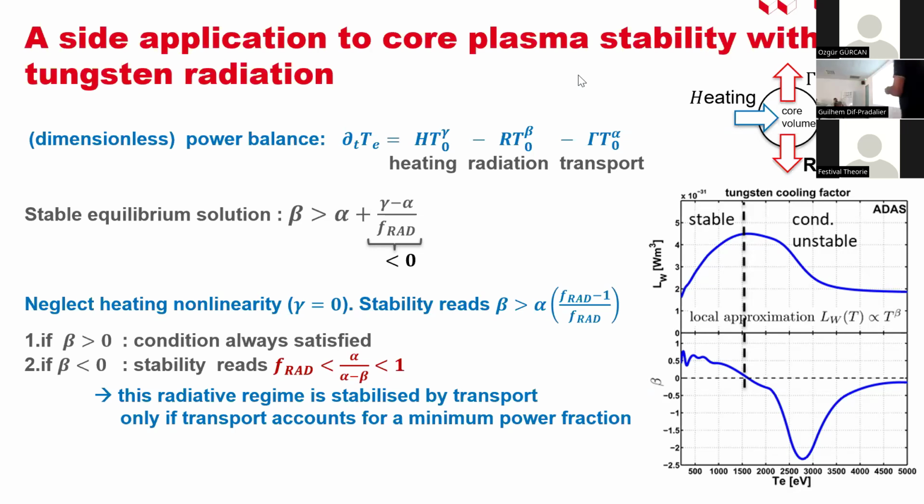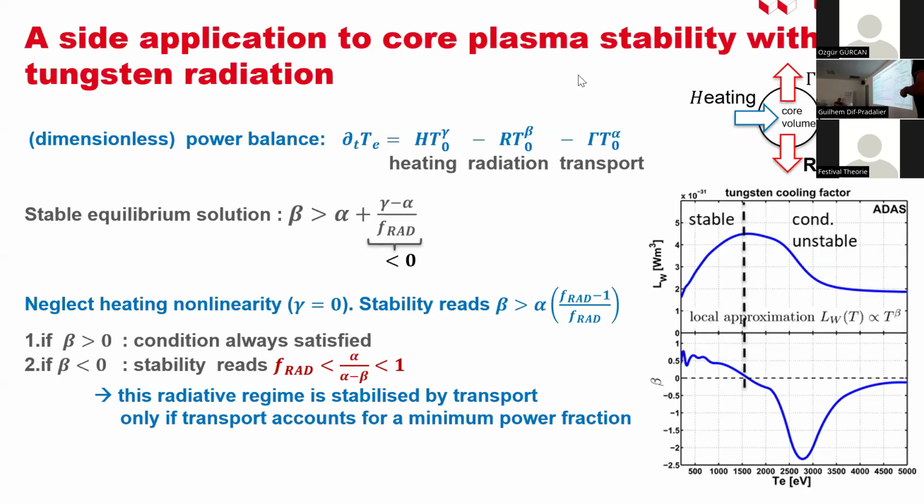So I'm not going to describe this in detail, but imagine, for instance, that you neglect the nonlinearity of the heating. So you are just looking at the radiation versus transport, which is a simple case. The stability reads as beta should be greater than alpha times a function of the radiated fraction. So if beta is positive, this term is always negative. You see, it's F rad, so the radiated fraction is below 1, so this term is negative. So if beta is positive, so if you're on this left part of the radiation branch, the system is always stable.